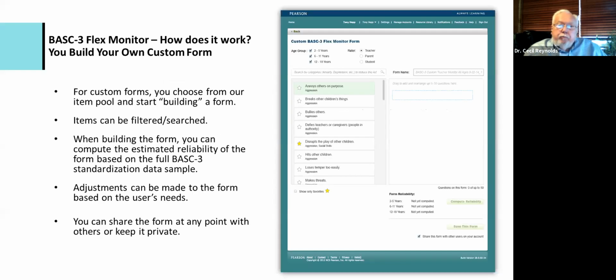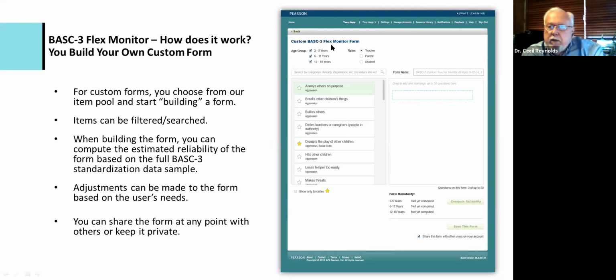So how does this work? How do you build your own customized form? When you access the Flex Monitor, you'll see a screen that looks like the one on the right half of my screen. For custom forms, you choose from our item pool and you start building your own form.